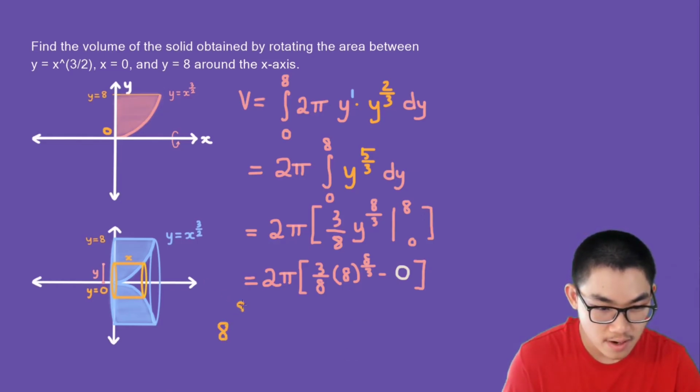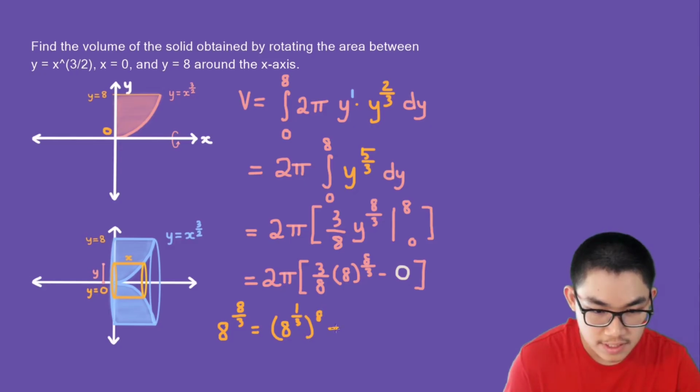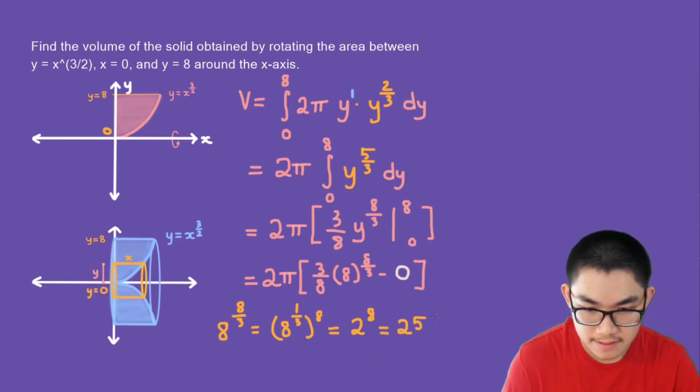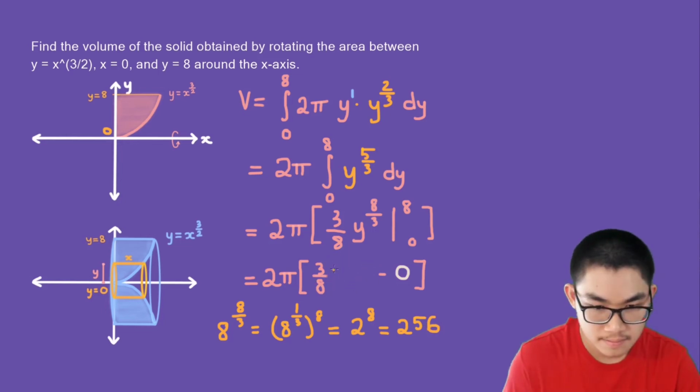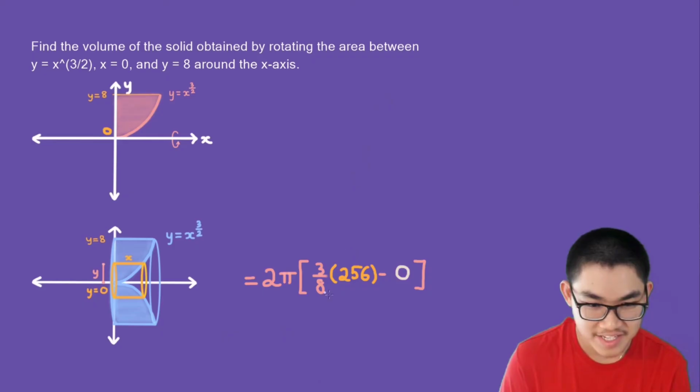8 to the power of 8 over 3 is the same as 8 to the power of 1 over 3, to the power of 8, which is the same as 2 to the power of 8. 2 to the power of 8 is the same as 256. We can also simplify this fraction. So this is going to be 1, this is going to be 32.